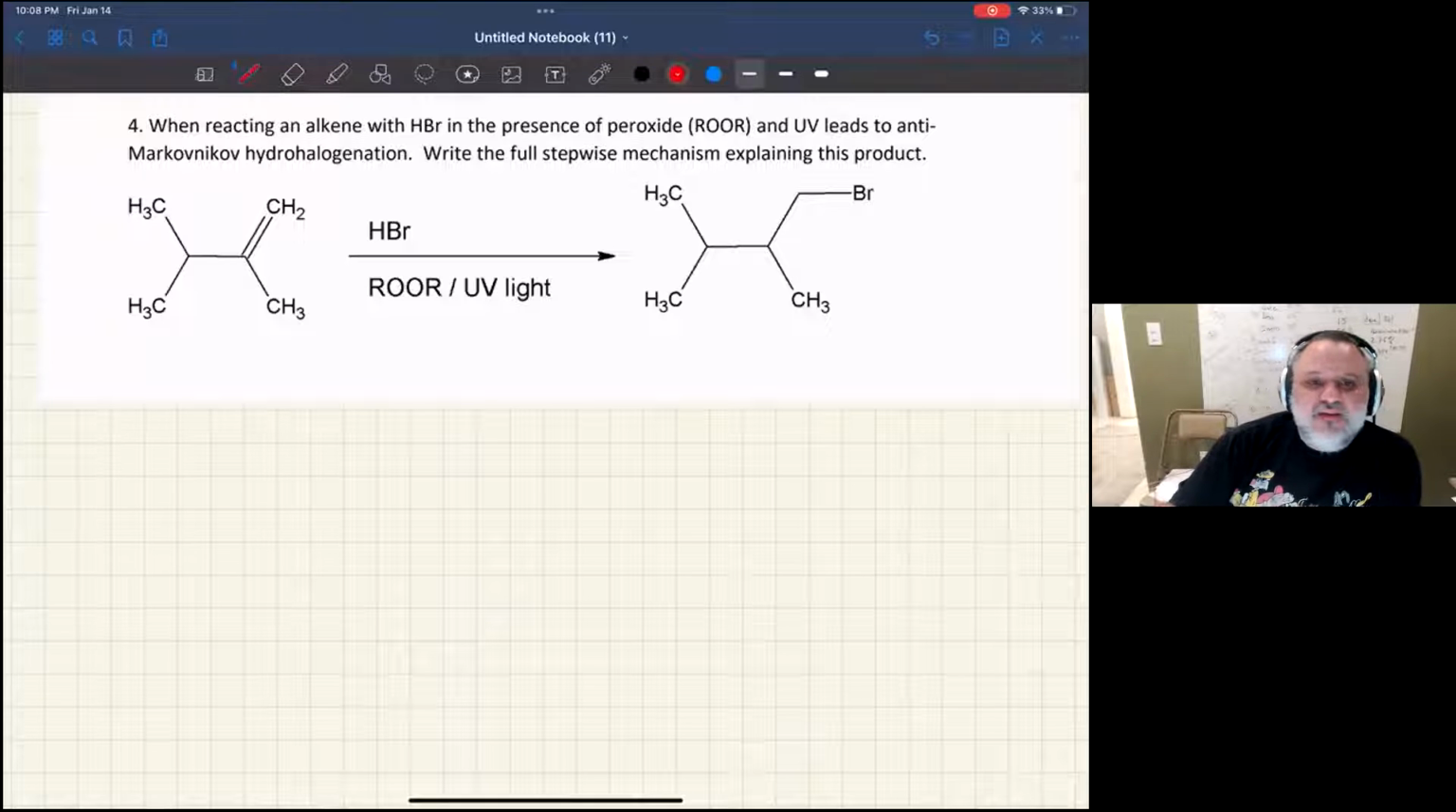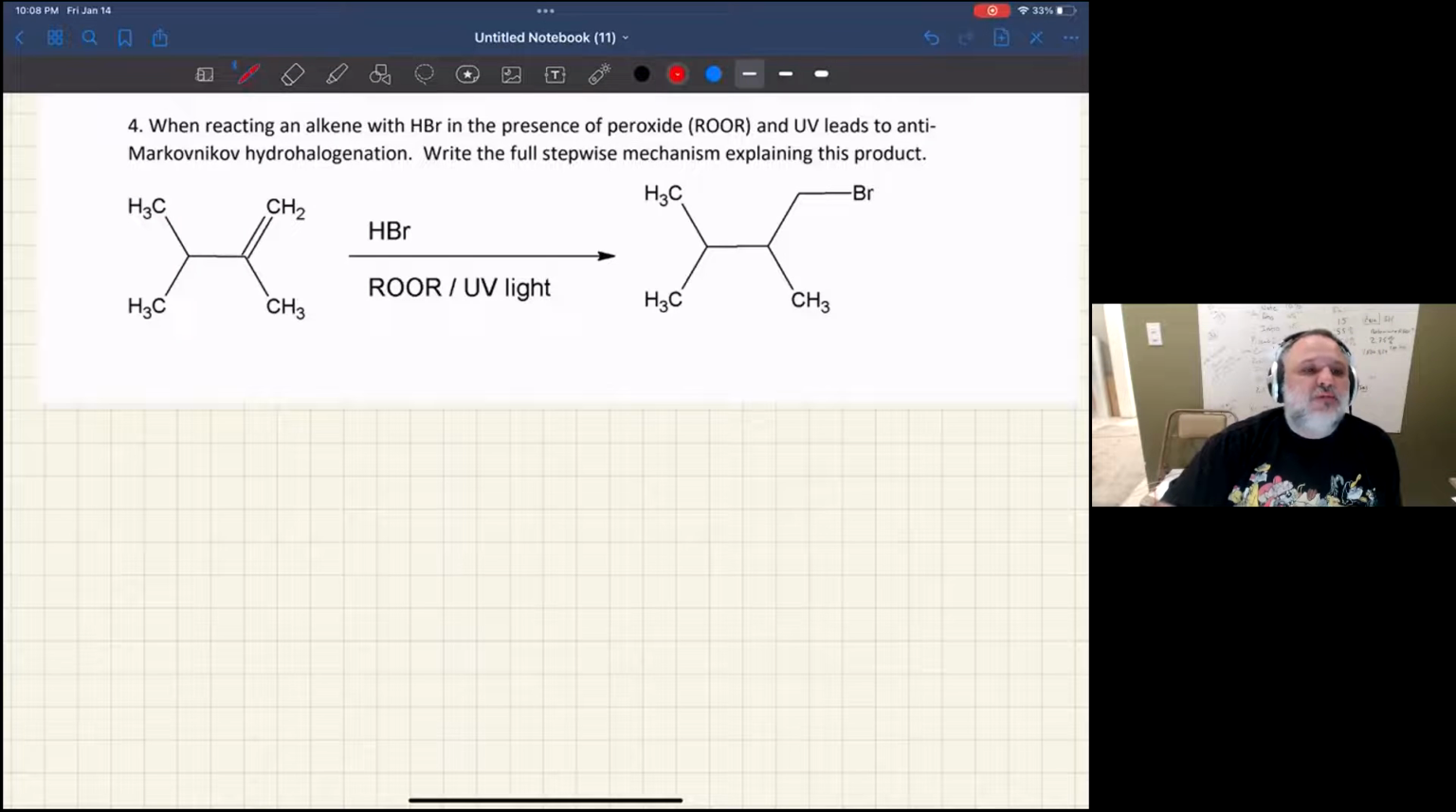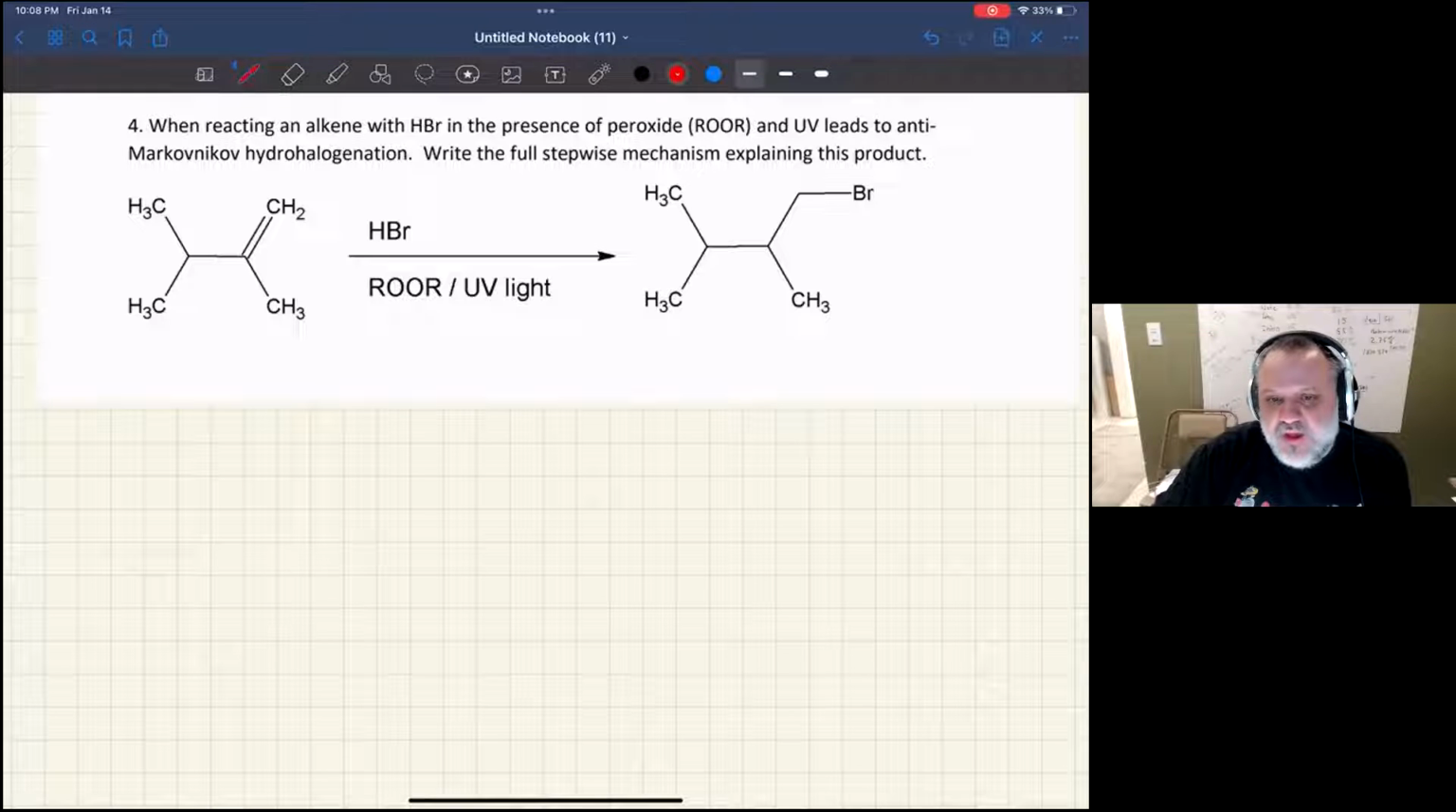Okay, this question asked us to draw the reaction mechanism for the anti-Markovnikov hydrohalogenation reaction. Now, we learned this reaction when we talked about alkenes. We didn't explain the mechanism because we said we're going to need to wait until we get into talking about radicals for that. And so we do now have the understanding of radical mechanisms that we can explain this one.